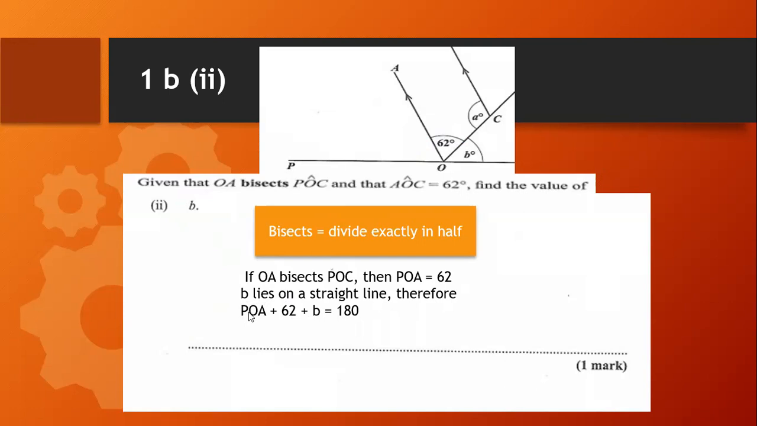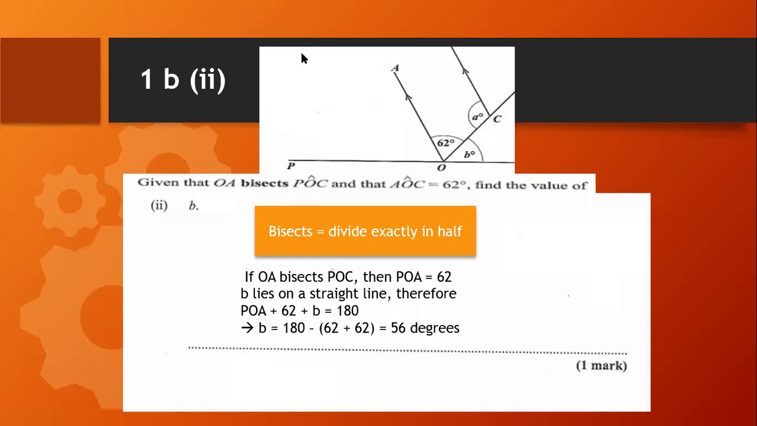So in this case, POA plus 62 plus B equals 180, therefore the next line will be B is equal to 180, take away 62 plus 62, which gives me 56 degrees. So this is one way to do it. We can also do it another way.